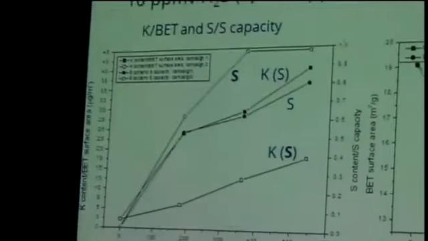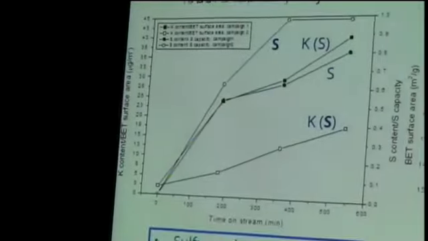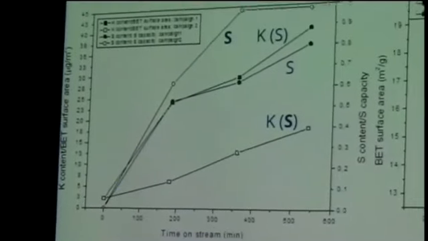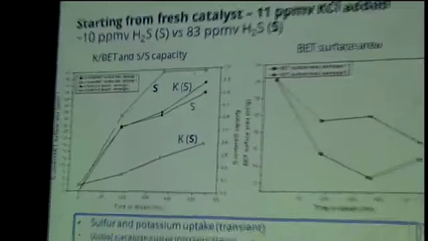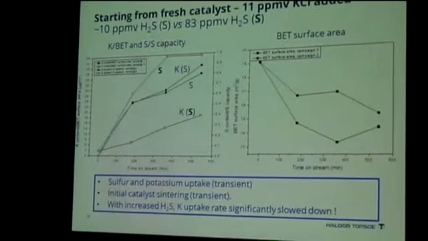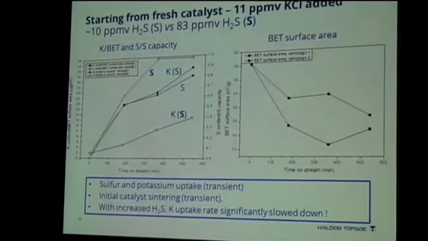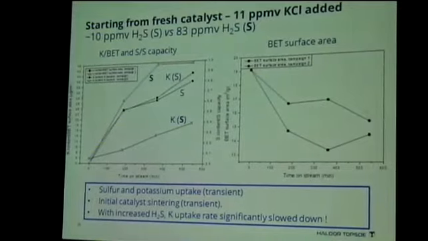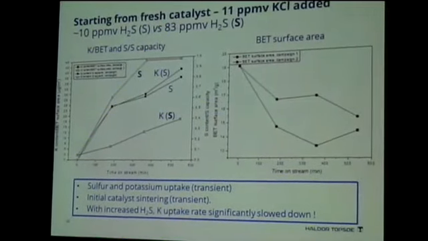But what is very important and interesting is that the potassium uptake is quite different when you have lower versus high sulfur. So there is an effect of sulfur on the potassium uptake. And what is not surprising as well is that if you start out with a fresh catalyst, initially you have fast sintering, something that can take place over 200 to 500 hours before this sintering phenomenon is slow.